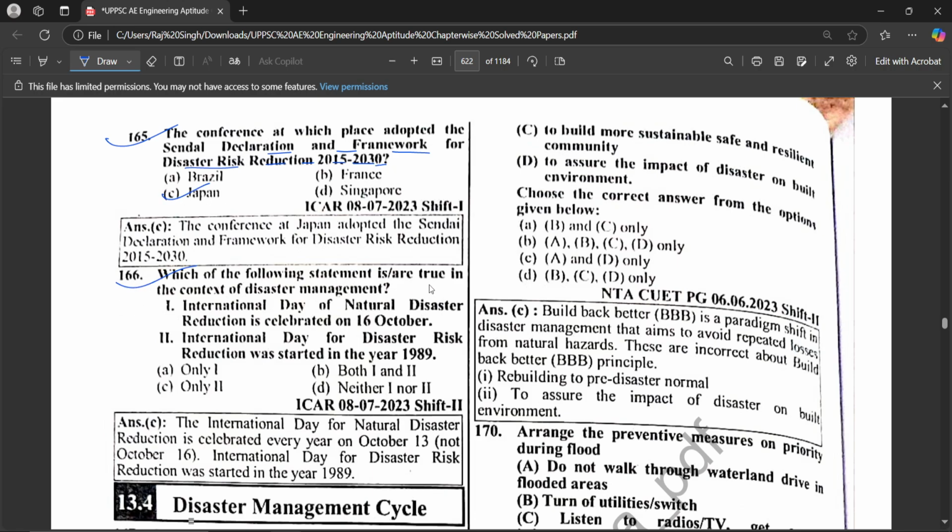Which of the following statements is true in the context of disaster management? International Day for Natural Disaster Reduction is celebrated on 16 October. International Day for Disaster Risk Reduction was started in the year 1989. Only C is correct.